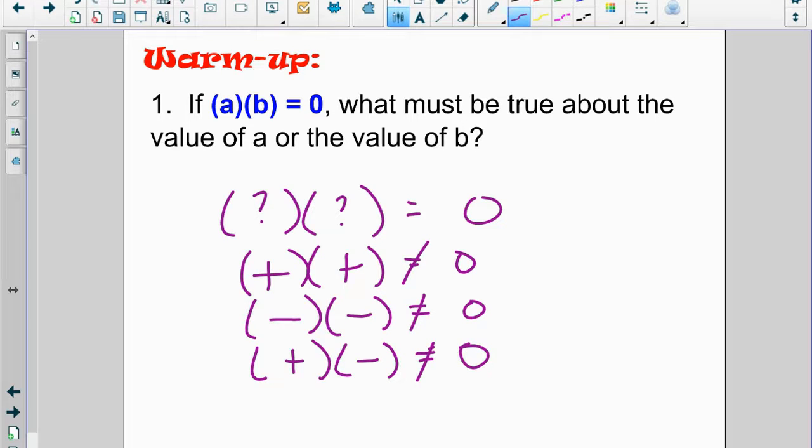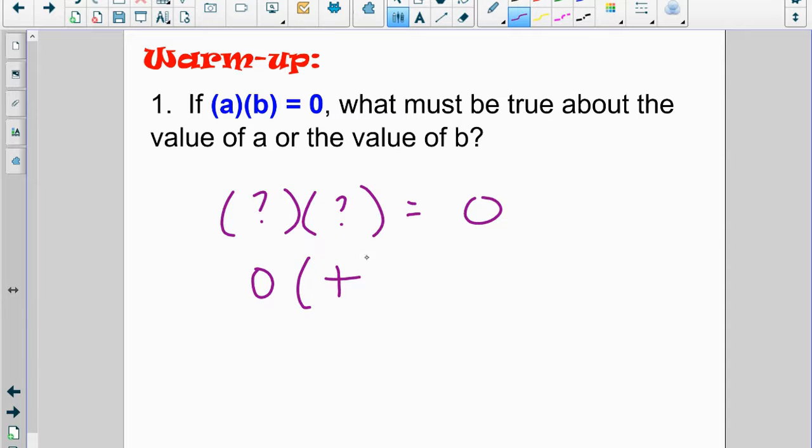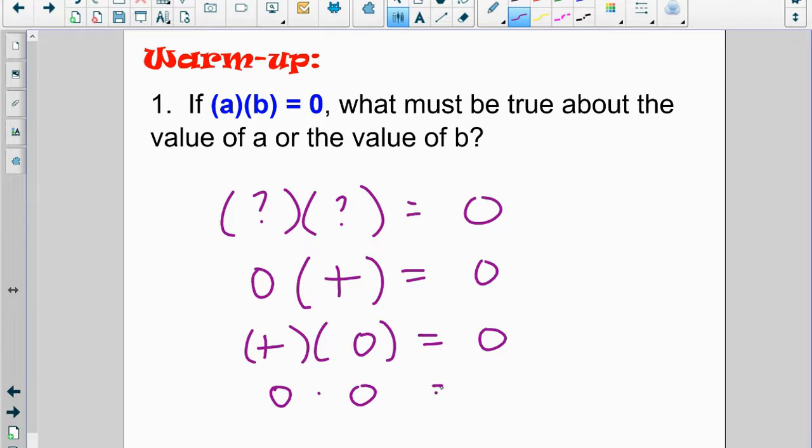And when I multiply a positive number times a negative number, that also does not equal 0. So the only way that we can multiply two numbers together and get 0 is if we use the number 0 as one of our factors. So it's either 0 times some number, doesn't really matter what that other number is, or some number, I'll just say it's positive, times 0 equals 0. Or I guess possibly 0 times 0 equals 0. So what must be true about this? Well, either the first factor has to be 0 or the second factor has to be 0, or quite possibly both factors could equal 0.